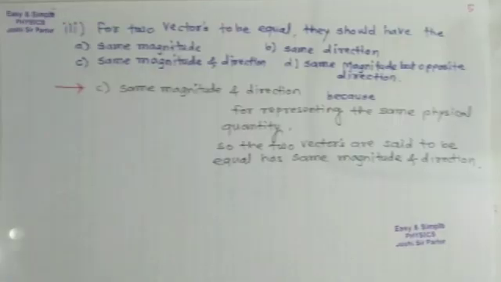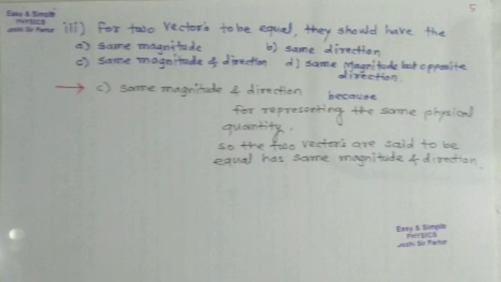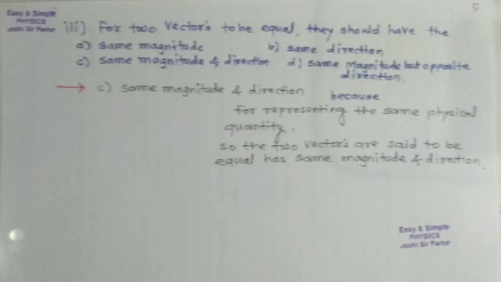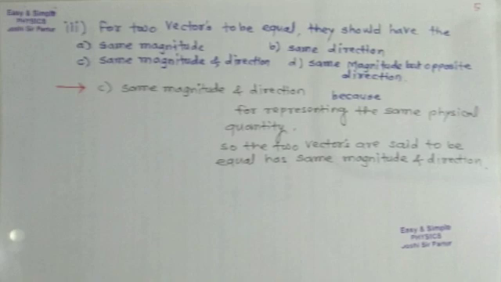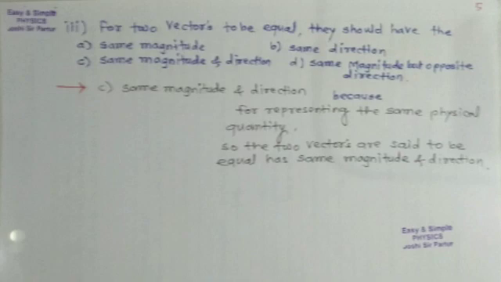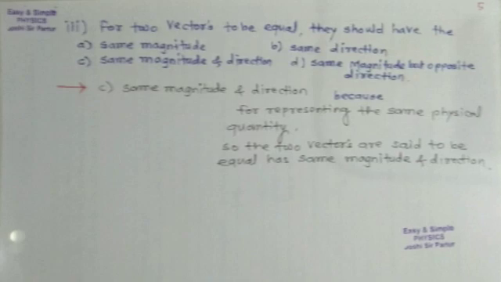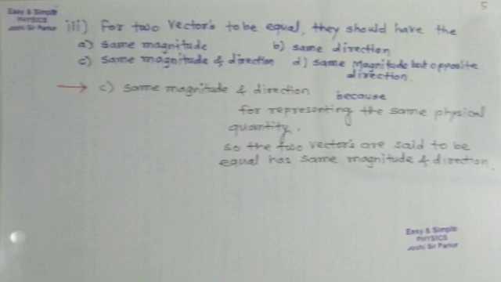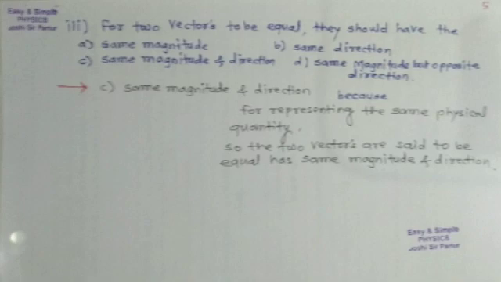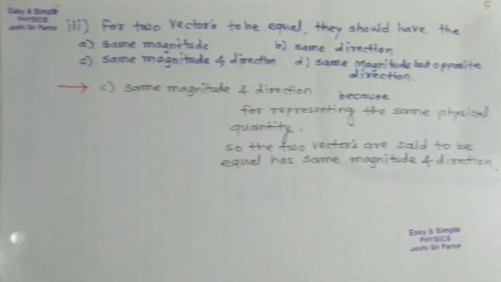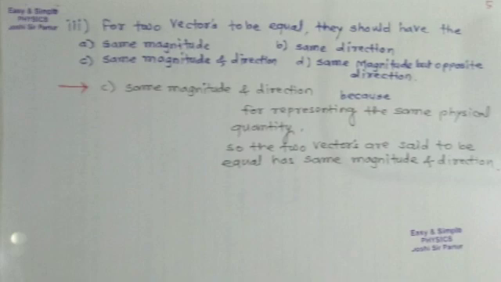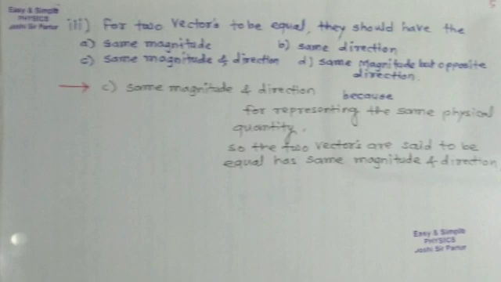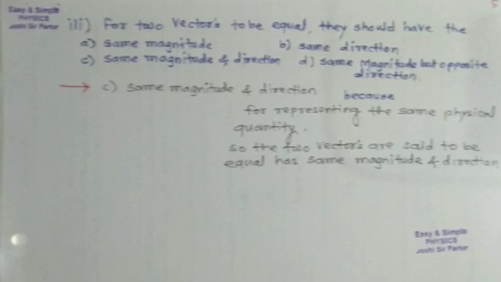Question 3. For two vectors to be equal, they should have: option A same magnitude, option B same direction, option C same magnitude and direction, option D same magnitude but opposite direction. So the answer is option C, same magnitude and direction, because for representing the same physical quantity, two vectors are said to be equal when they have the same magnitude and direction.